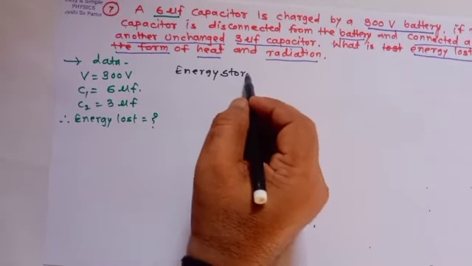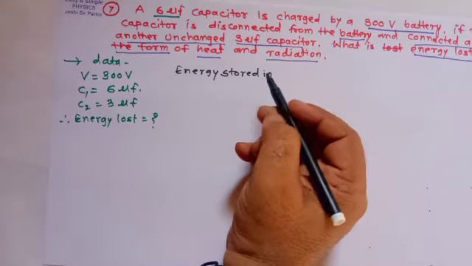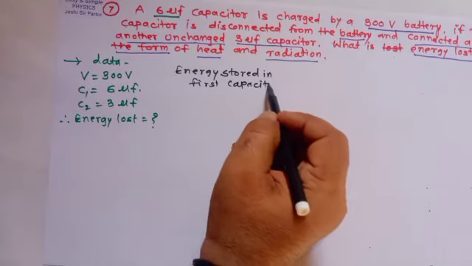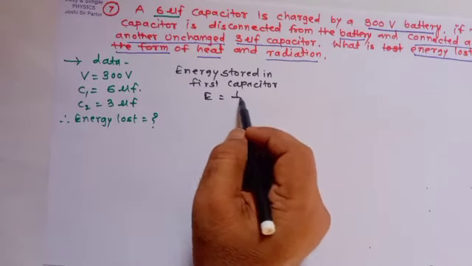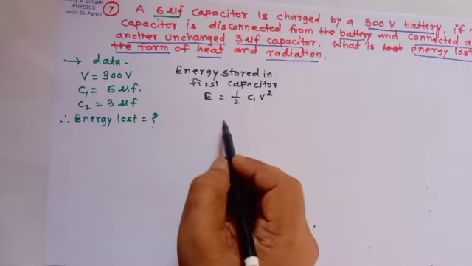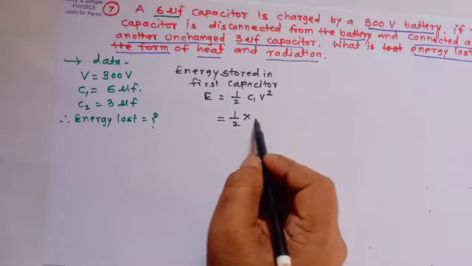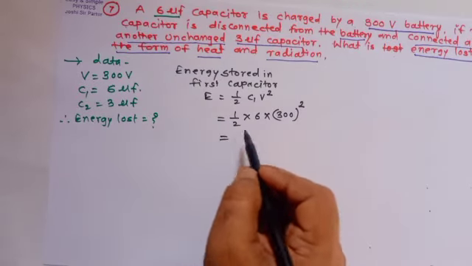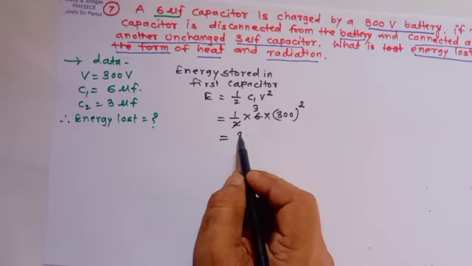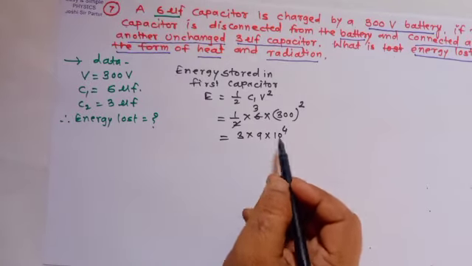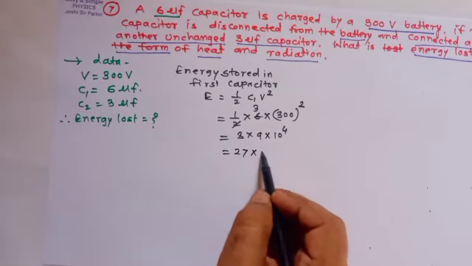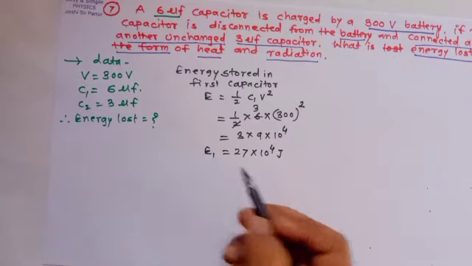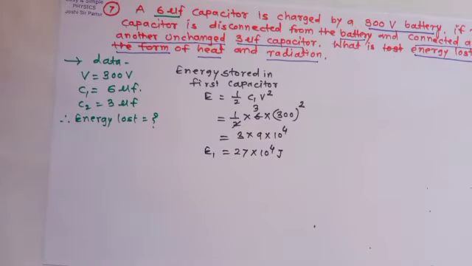Energy stored in the first capacitor, that is E equal to half C1 V square, means half into 6 into 300 square, means 3 into 9 into 10 to the power 4, 27 into 10 raised to 4. That is the energy stored in the first condenser.